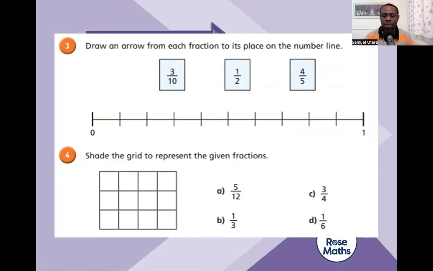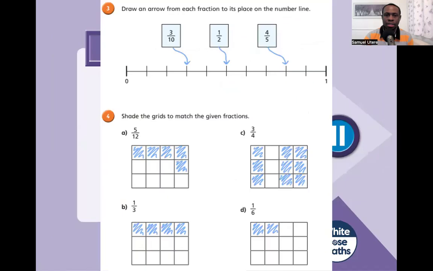Assuming you've paused the video and you've answered the questions, here are the answers. Here you're required to draw an arrow for each of the fractions to its place on the number line. You can see that on this number line, we have 10 equal parts. Here represents 3/10. You can see we have 3 out of 10.